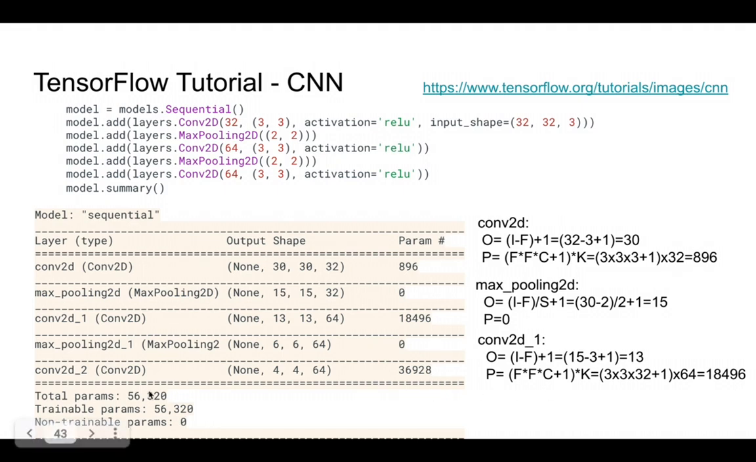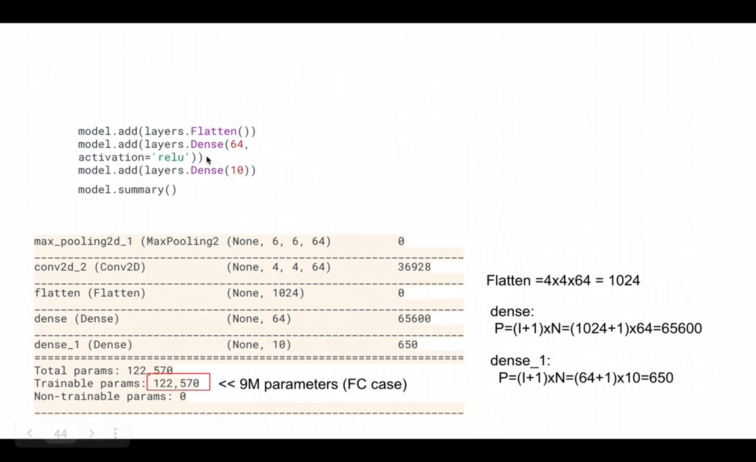But in total, we have 56,320 trainable parameters. Once we finish the convolution layers and pooling layers, we can flatten the network. The number of elements for this one-dimensional tensor is 4 by 4 by 64, that is 1024. We have one hidden layer and one output layer with a 10-class output.